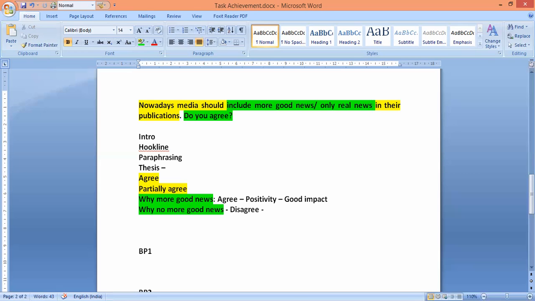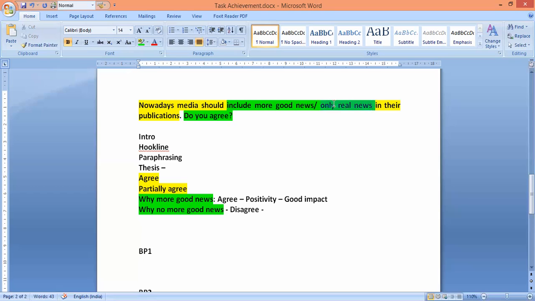But again, my point would be we will not discuss what our opinion is on what they should do. We will discuss what our argument is, whether we agree or disagree or partially agree. If we agree with it, very fast we have to find two good reasons why they should include the good news. And if we partially agree, we should identify two ideas: one with agreement, one with disagreement.